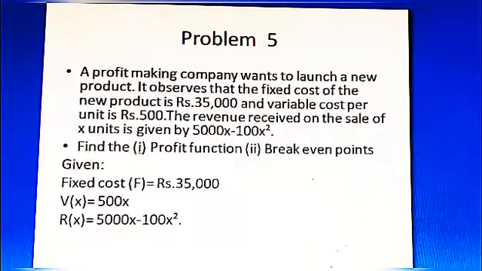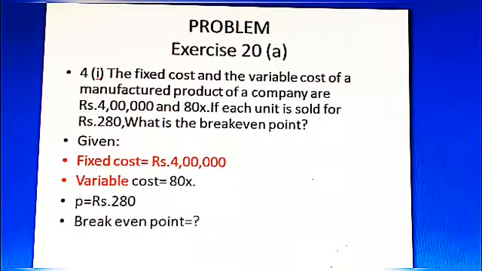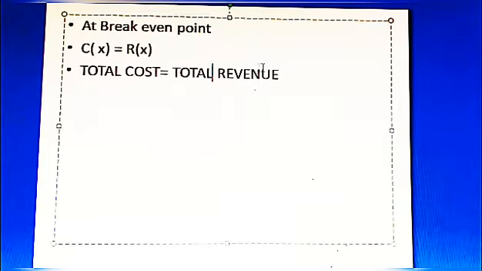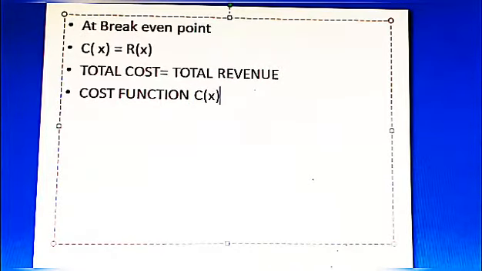So here they have given the fixed cost and the variable cost. So we will find the total cost first. Okay friends, what is the total cost formula actually? Cost function, that is C of x is equal to fixed cost plus your variable cost. Correct? Fixed cost plus variable cost.